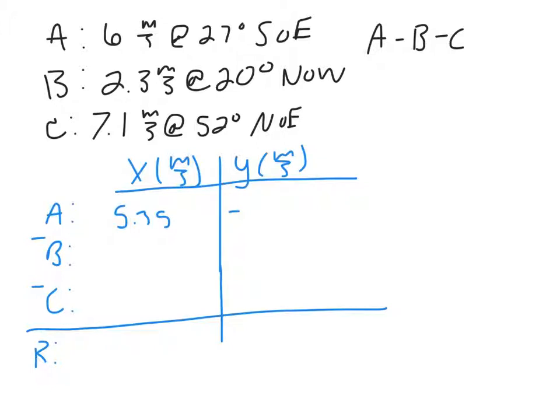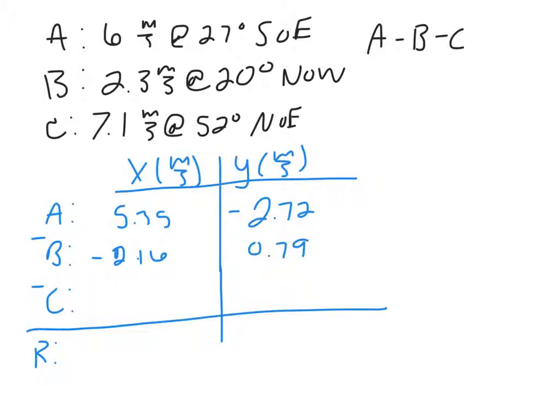And for my y component, we get 6 sine 27 degrees. So this will be 2.72 meters per second. For B, x component would be 2.3 cosine 20 degrees, 2.16 meters per second. This is north of west, so my x component is negative. My y component is 2.3 meters per second times the sine of 20 degrees, so 0.79 meters per second. North of west, so north means that my y is positive.